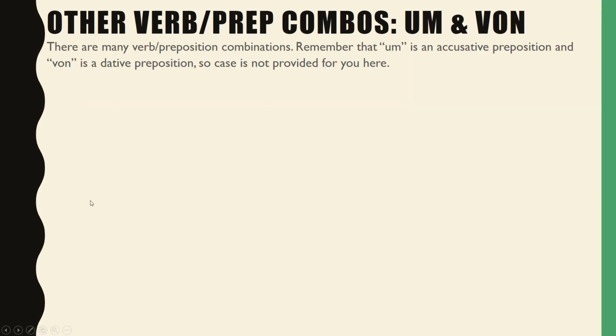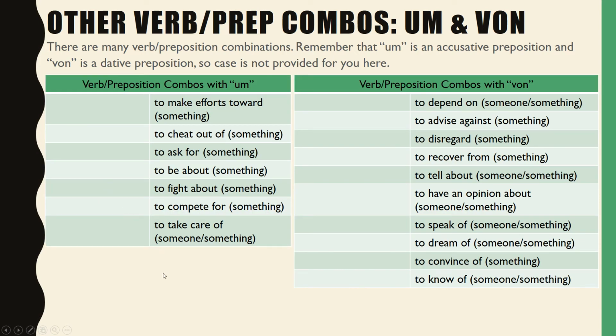Next we have um and von. Remember that um is an accusative preposition and von is a dative preposition, so case is not provided for you here. If you would like to practice, pause the video now.